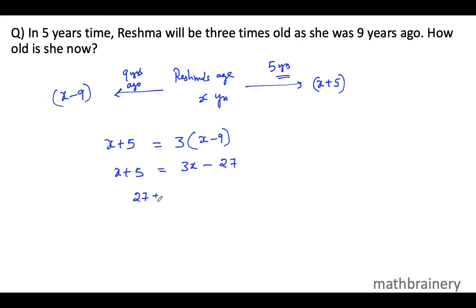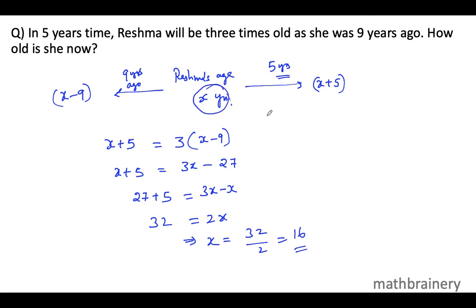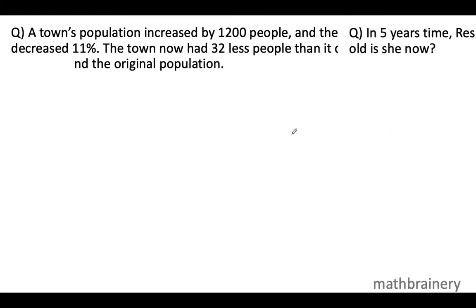Let's transpose the terms. You have 27 plus 5, that is transposing 27 to LHS, and you have x to the RHS, that means 3x minus x. 27 plus 5 is 32, 3x minus x is 2x. So, what is x now? It must be 32 divided by 2, which is 16. So, Reshma's present age is 16 years. Let's look at the next question.